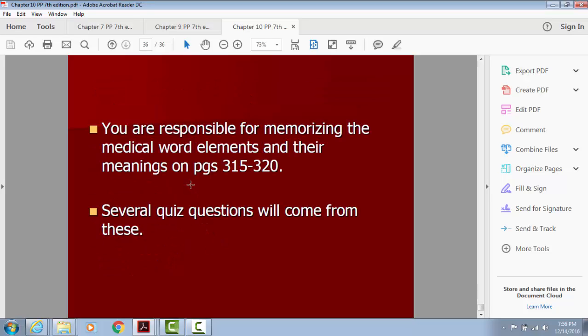You are responsible for memorizing the medical word elements and their meanings from pages 315 to 320. So again, you're going to make flashcards for those, and several of the quiz questions will come from these. Here ends the Chapter 10 Musculoskeletal System lecture.